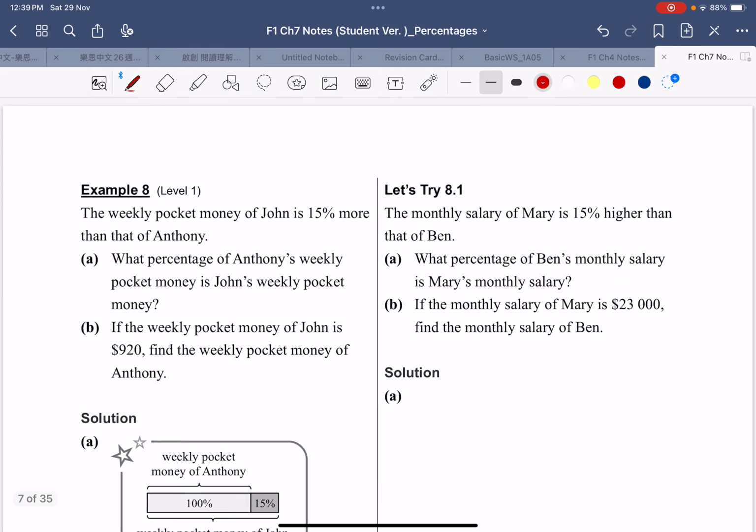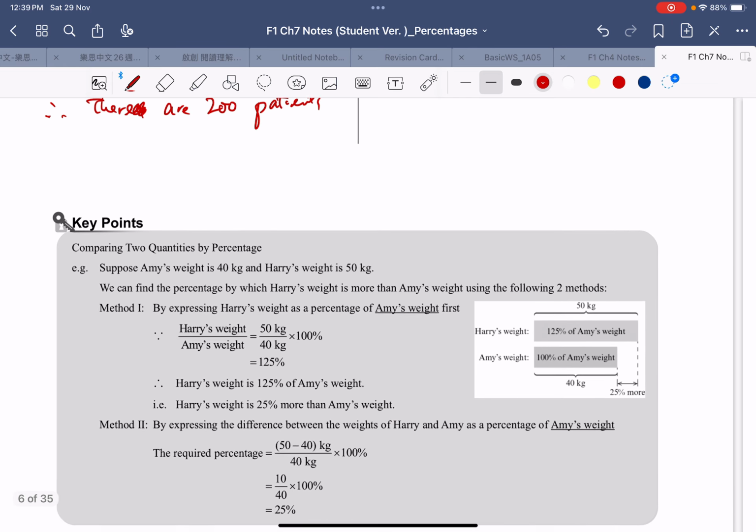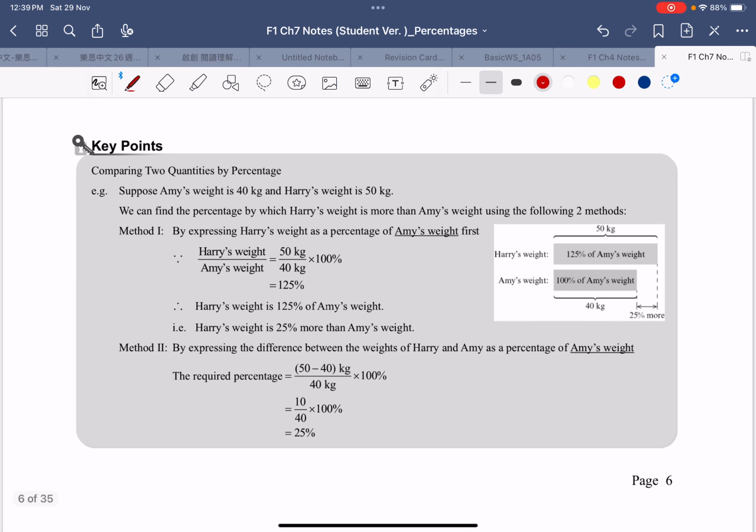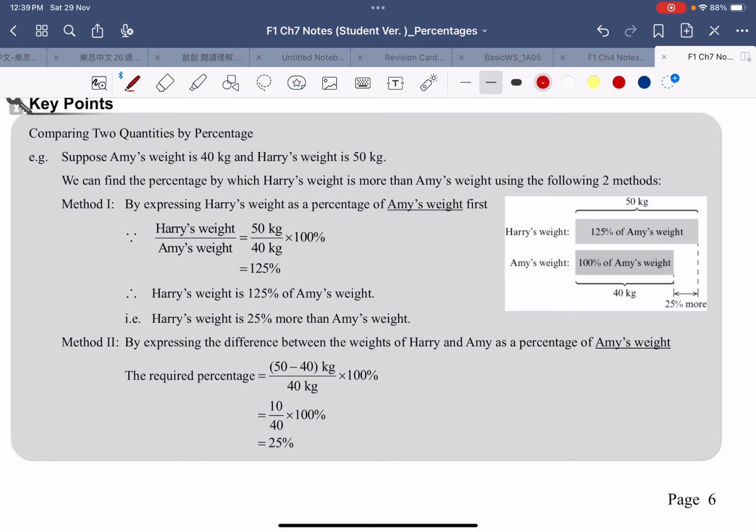Okay, question 8. Before question 8, we have this quick key point. You can look at this example, check it out. Comparing two quantities by percentage. We have two quantities: 40 kg for Amy's weight, and Henry's weight is 50 kg. We can find the percentage by which Henry's weight is more than Amy's weight using the following two methods.